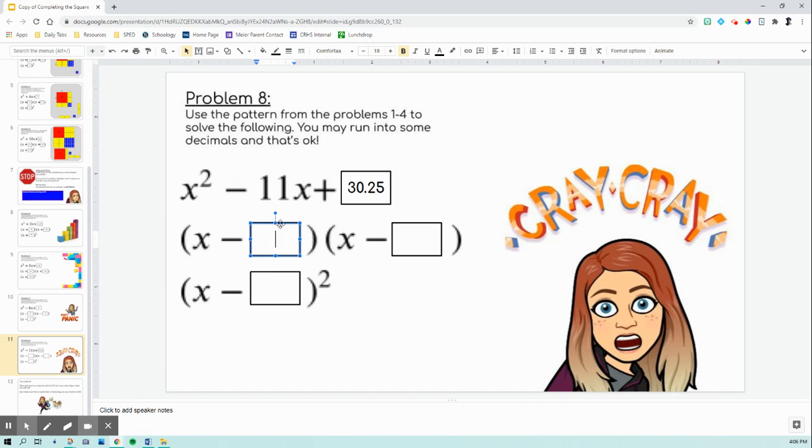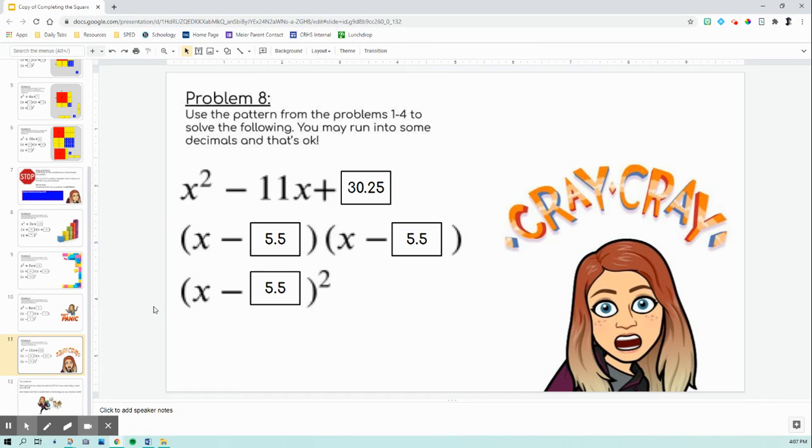And then for the factors, if we have negative 11 yellow tiles, we would need negative 5.5 going across the top, which is why we have the minus sign, and another negative 5.5 going down the side. Again, that's why we have the minus sign. So we can then rewrite it as x minus 5.5 squared.